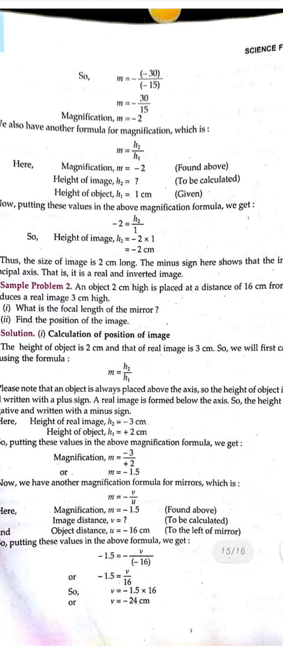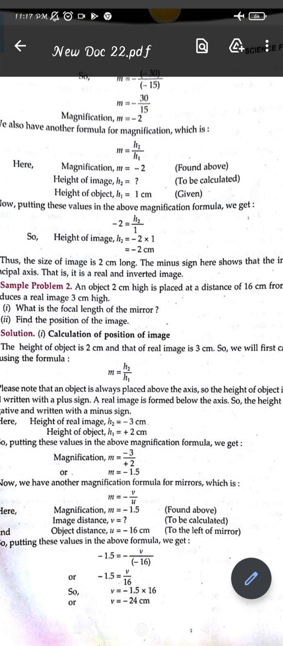Here it is given that the image is real, so the value of u will be taken as negative, because the object is kept at the left side and the image is also real. The height of the image and the height of the object are also given, so we can find the magnification. Taking the magnification as h2 upon h1, the image height is 3 and the object height is 2. So 3 by 2 is 1.5, but the minus sign is in the formula, so it is minus 1.5. So the magnification is minus 1.5.